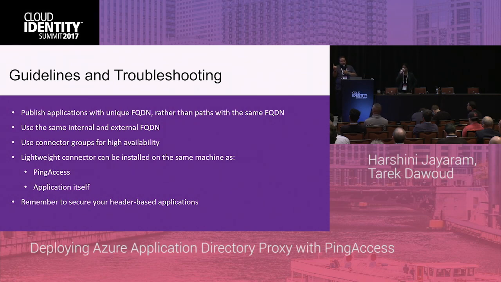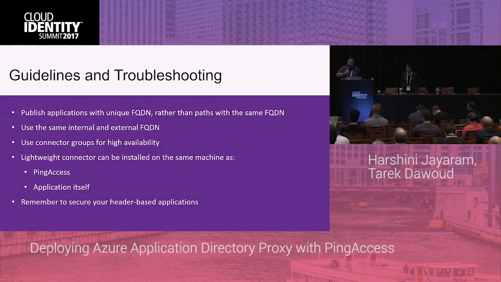Each group can have at least one connector in it. We obviously recommend at least 2 connectors for high availability per group. And they're very lightweight, and you can install them in other roles. They don't need their own specific Windows Server role. As we mentioned, the lightweight connector can be installed on the app itself, on the PingAccess server itself. It's not that heavy.